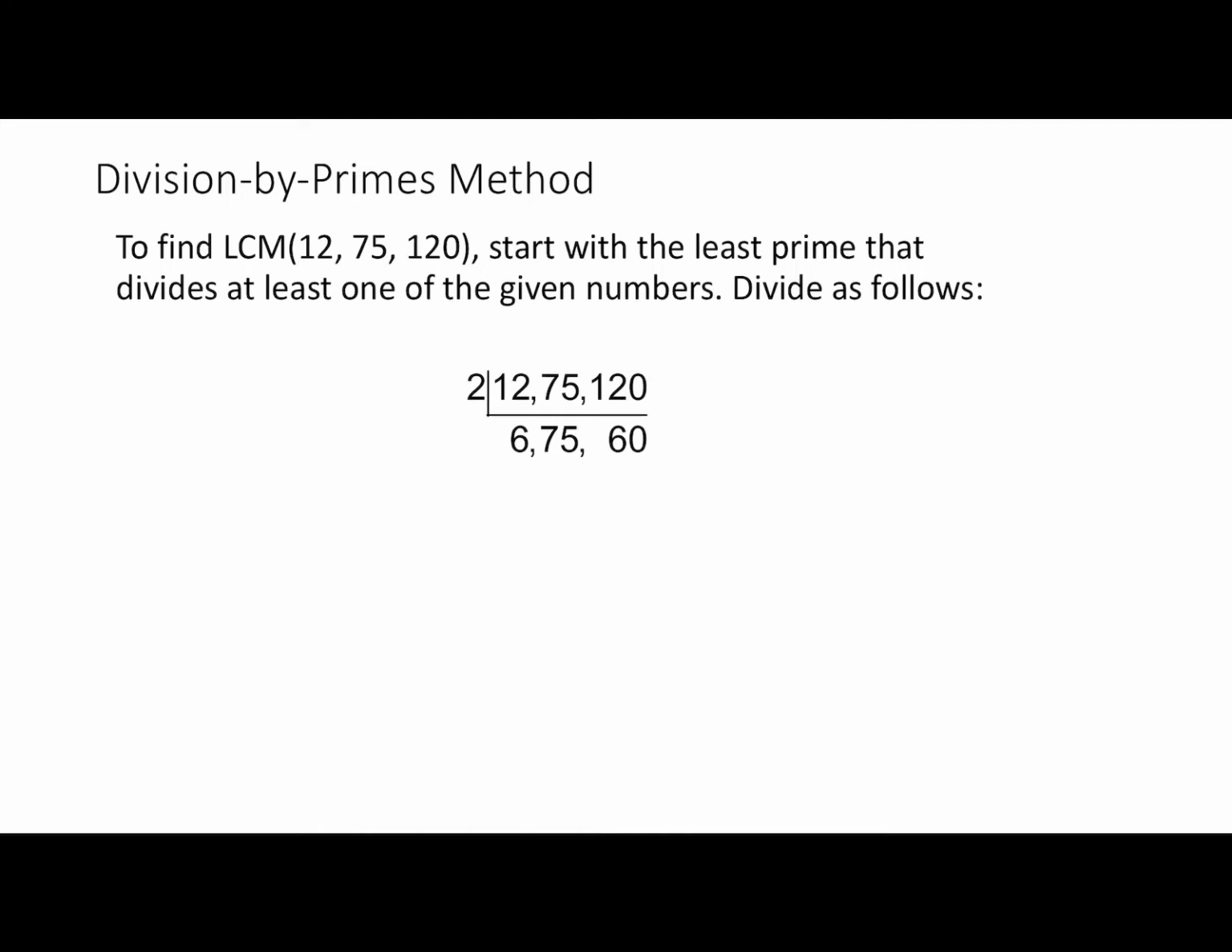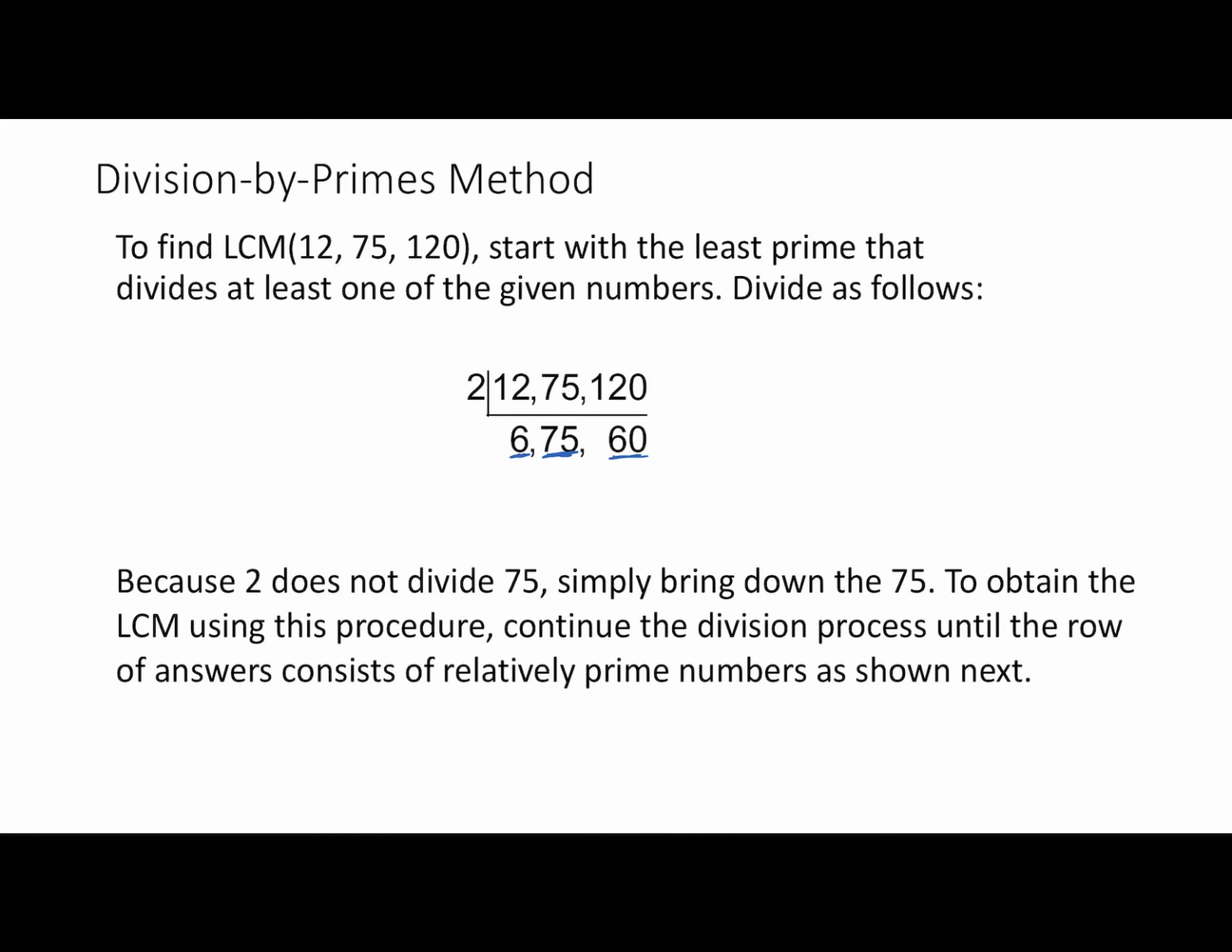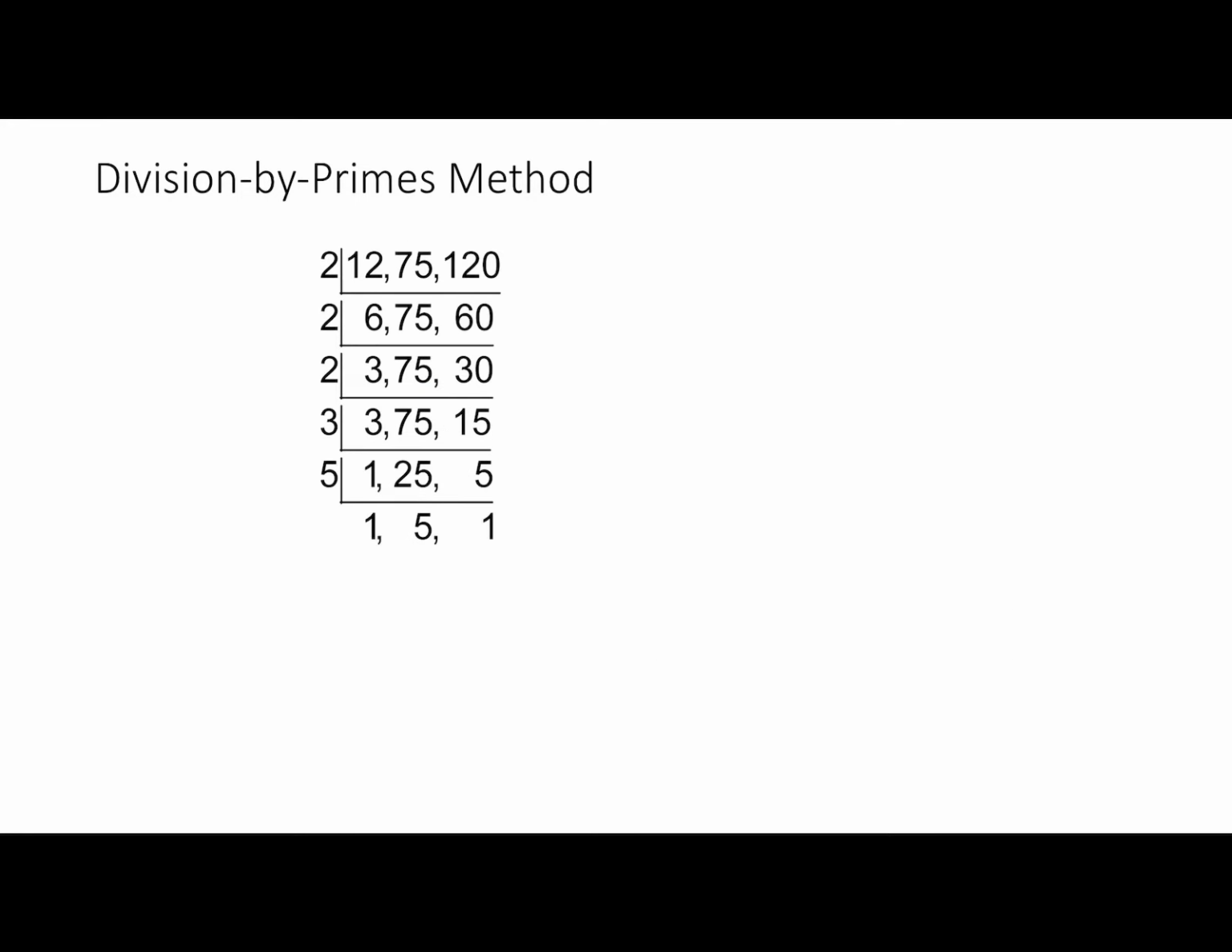And I'm going to start with 2. That's the smallest prime, and it does divide 12 and 120. So I'm going to divide 12 by 2. That gives me the 6. 75 isn't divisible by 2, so I just pull the 75 down, and I divide 120 by 2. That gives me 60. All right, I'm going to continue this process until I get down to some ones and a single prime. So I've done it all here.